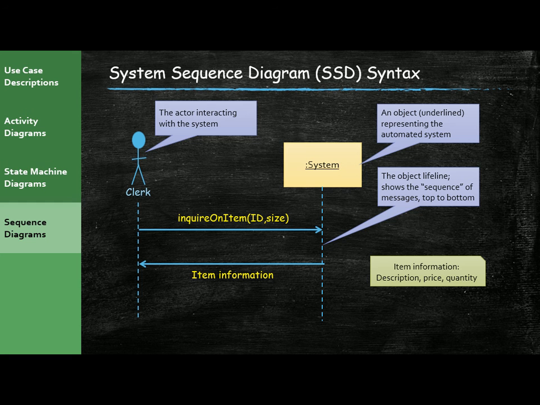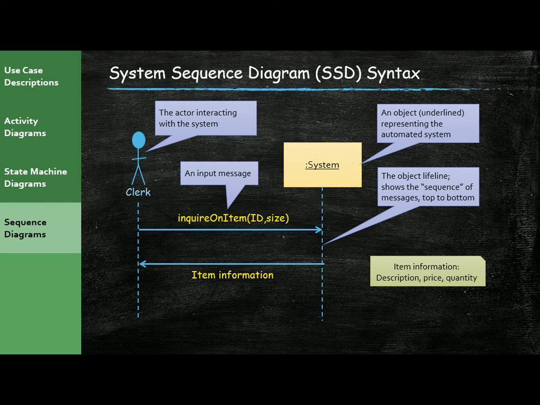Then we have the lifeline, which shows time. So that lifeline is sort of an extension of the object over time. So as you read down, this is the passage of time as we go down that lifeline. And you'll hear some people refer to these diagrams as swim lanes, because they look like swim lanes. But that's the object lifeline that you see, that line going down.